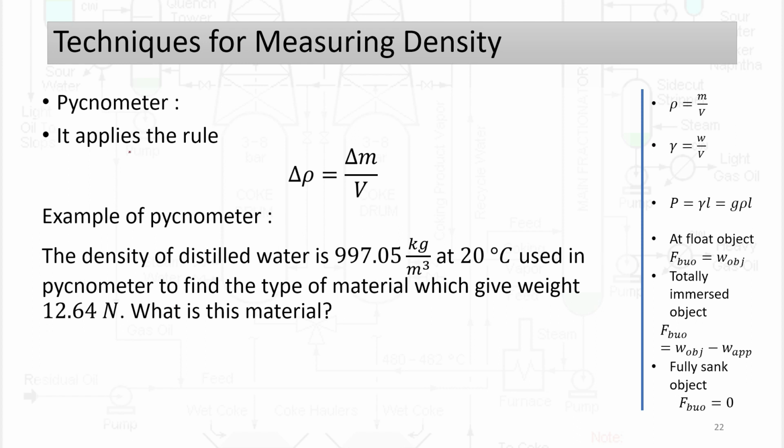So the pycnometer applies the rule of changing the mass while fixing the volume. Here is an example. The density of distilled water is 997.05 kilograms per cubic meter at 20 degrees Celsius. Use it in a pycnometer to find the type of material, which gives a weight of 12.64 newtons. What is this material? So distilled water is used in the pycnometer, and the weight for this material is 12.64 newtons.